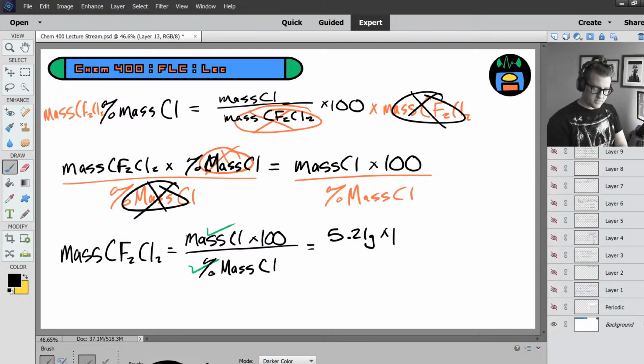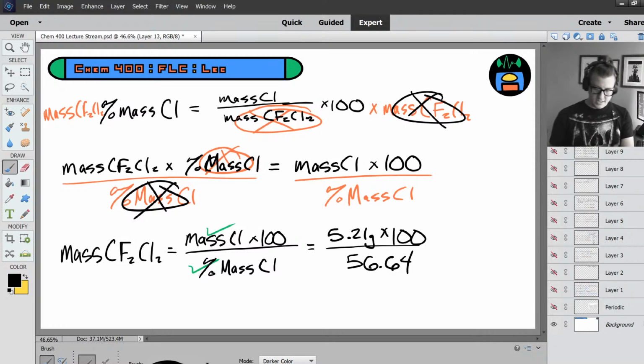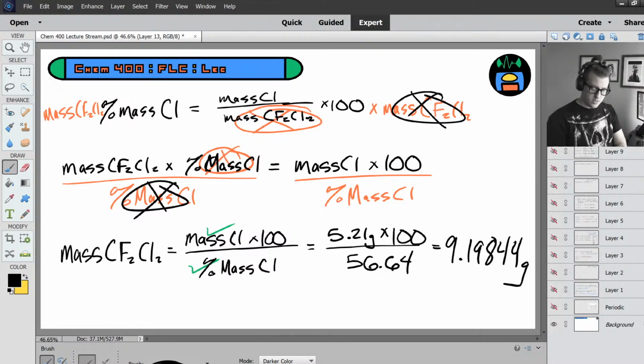So 5.21 grams times 100 divided by the percent mass of chlorine, which is 56.64. All right, let's crunch our numbers. 5.21 times 100 divided by 56.64 gives us a value of 9.19844 grams. Sig figs wise, we can only keep 3 because our mass only has 3.